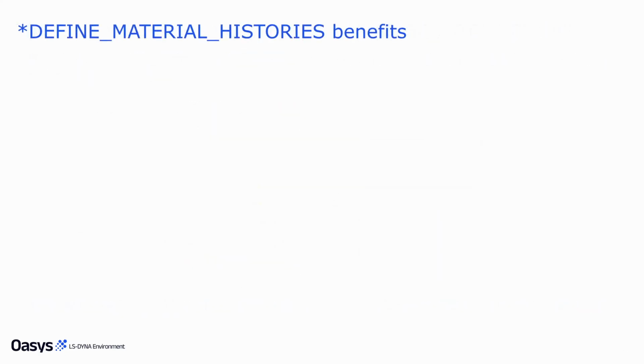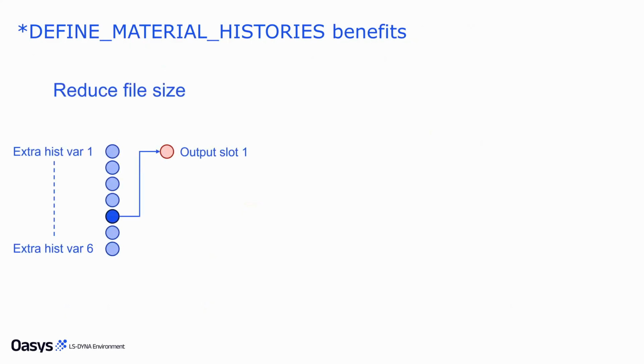First, it allows us to reduce file size. Instead of exporting an entire block of history variables just to reach the one we need, we can pick a specific output. This prevents the unnecessary growth of data within the database and keeps your D3PLOT files as small as possible.